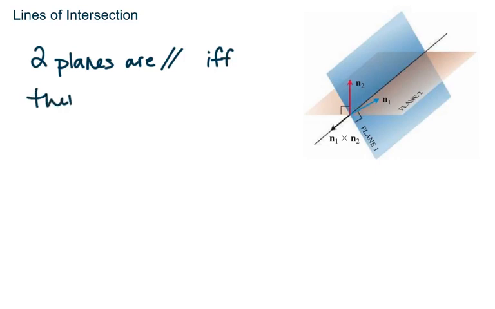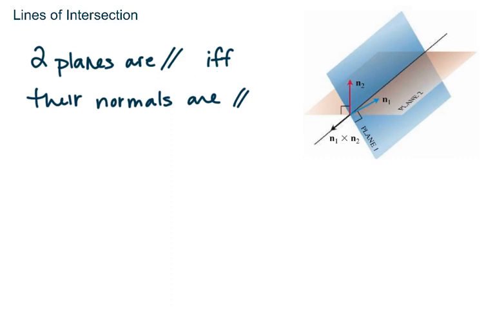So one thing we know is that two planes are parallel if and only if their normals are parallel. So I'm using some symbols here, those two bars, that's just the faster way of writing parallel. And when I say IFF, that's math jargon for if and only if.